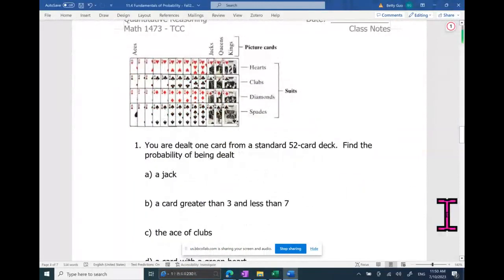And let's see, how do we process this example? You are dealt one card from a standard 52 card deck. Find the probability of being dealt a jack. So we randomly select a card from the deck. That's our experiment, right? Apply conditions to determine if the experiment is a theoretical model. It is a theoretical model because we only have 52 outcomes, and all the 52 outcomes are equally likely to occur. All the 52 cards have the same chance of being selected.